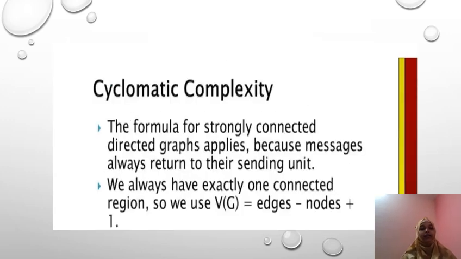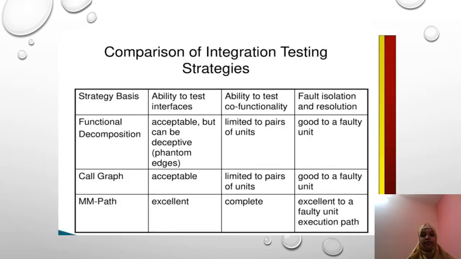So let's have a look at the cyclomatic complexity. The formula for a strongly connected directed graph applies because the messages always return to their sending unit. We always have exactly one connected region, so we use the formula V(G) equals edges minus nodes plus 1. So let's have a look at the comparison of integration testing strategies.